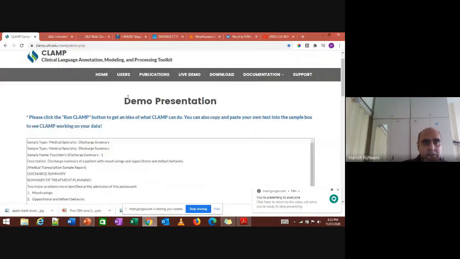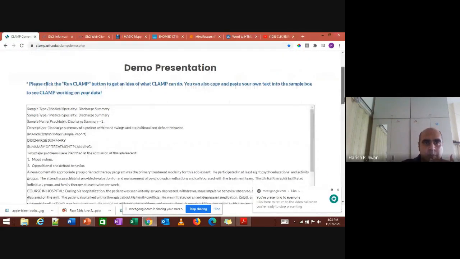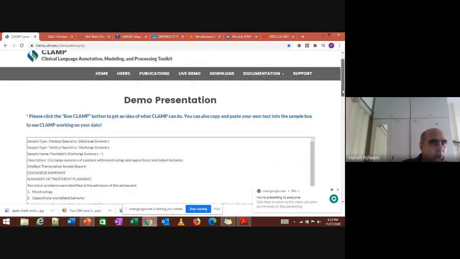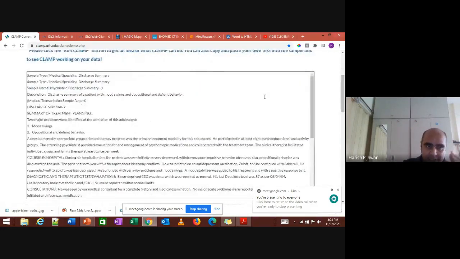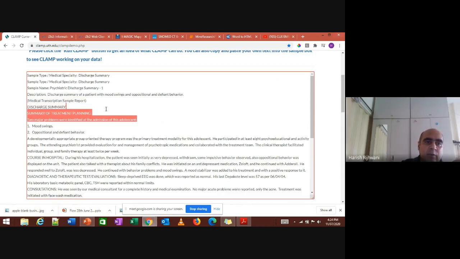Can you see this? This is an online tool called Clamp. You can even go to this site and check it for yourself. The only challenge when you're using this tool is that the data has to be in a readable format. There isn't a tool good enough to convert the physician's handwriting into an electronic format. It's not really that great.